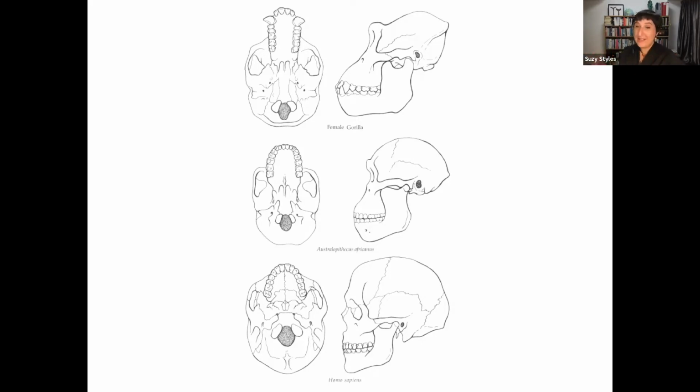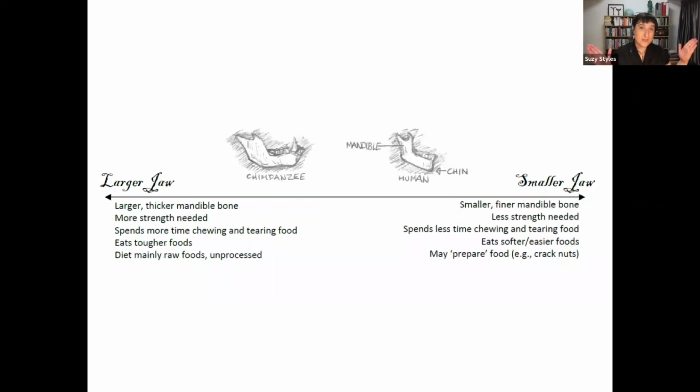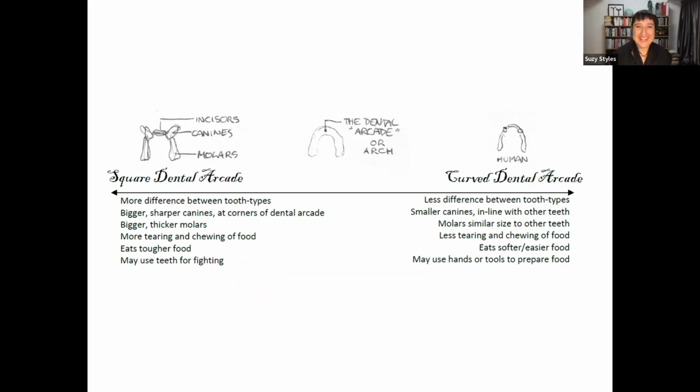What we're going to do now is recap some of these anatomical highlights. The first feature that we can talk and think about in terms of how do primates differ is the size and structure of the zygomatic arch. We have a similar spectrum for jaw size. We can also look at a spectrum for the shape and structure of the dental arcade.